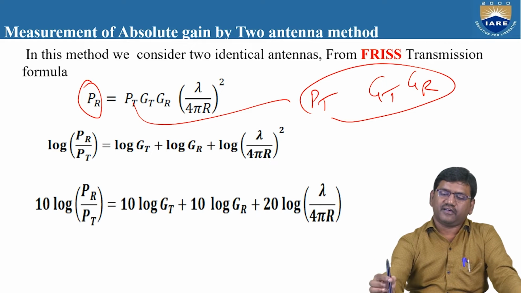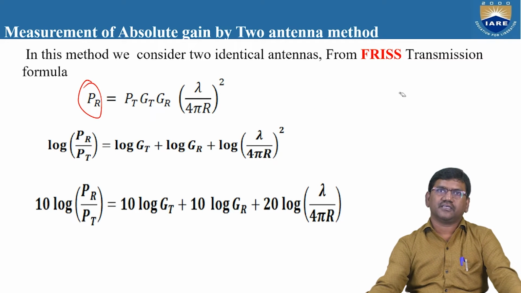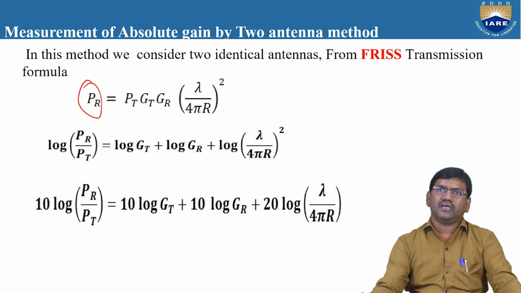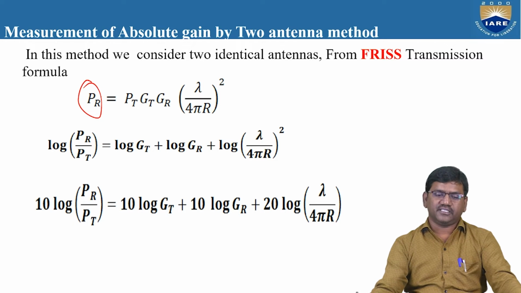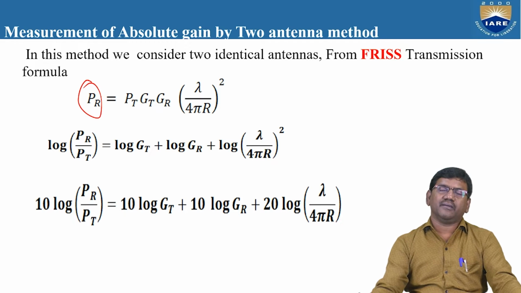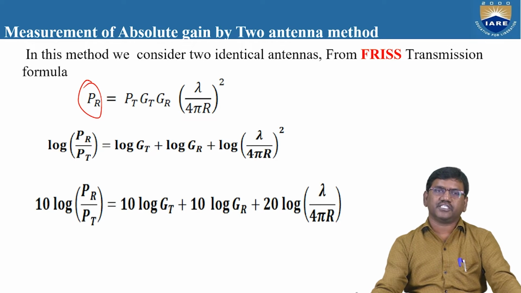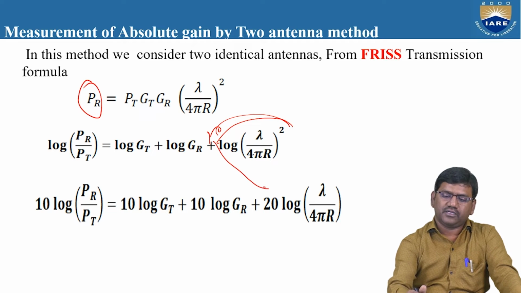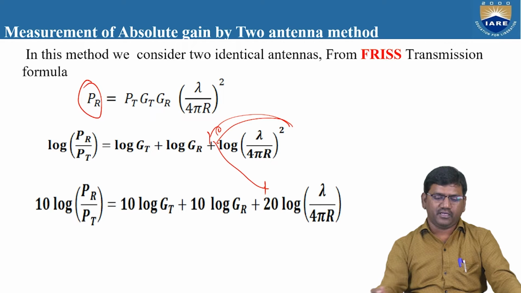Let us apply the log function on both sides. If we apply the logarithmic function on both sides, we will get log PR by PT is equal to log GT plus log GR plus log (lambda by 4 pi R) whole square. If we want to represent this in terms of dB, we can multiply both sides by 10. So you will get 10 log PR by PT is equal to 10 log GT plus 10 log GR plus 20 log (lambda by 4 pi R), since 2 into 10 is equal to 20.